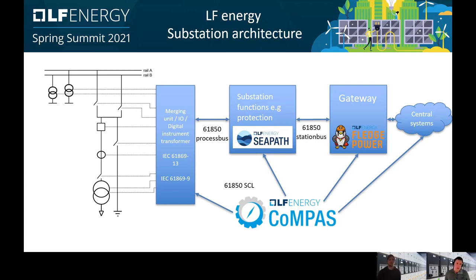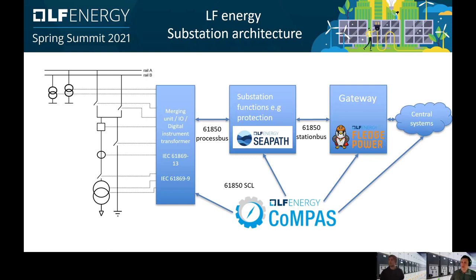Architecture-wise, as you can see here, this is a typical substation from our company. So you got your earth disconnector, you got your transformer, you got your current transformer, you got your breaker, more disconnectors, and some voltage transformers on the rail section side.